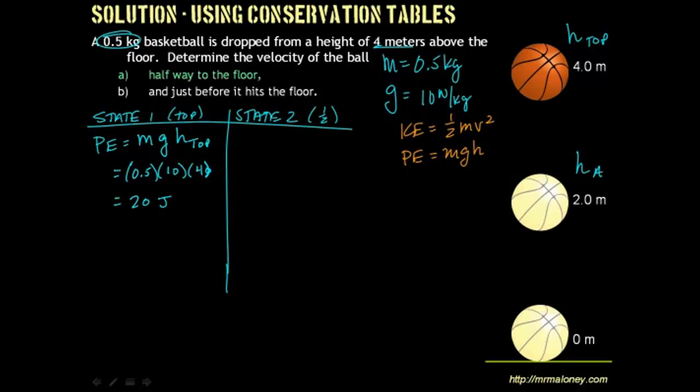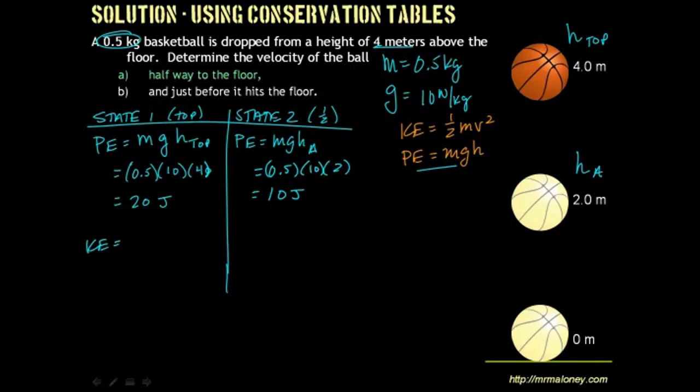Halfway to the floor, we can also find the potential energy. It's also going to be found using the same equation. The only difference is we're going to use the height halfway to the floor. So this is going to be m times g times h halfway to the ground, or what we called HA. This is going to be 1/2 times 10 times 2, which is 10 joules.